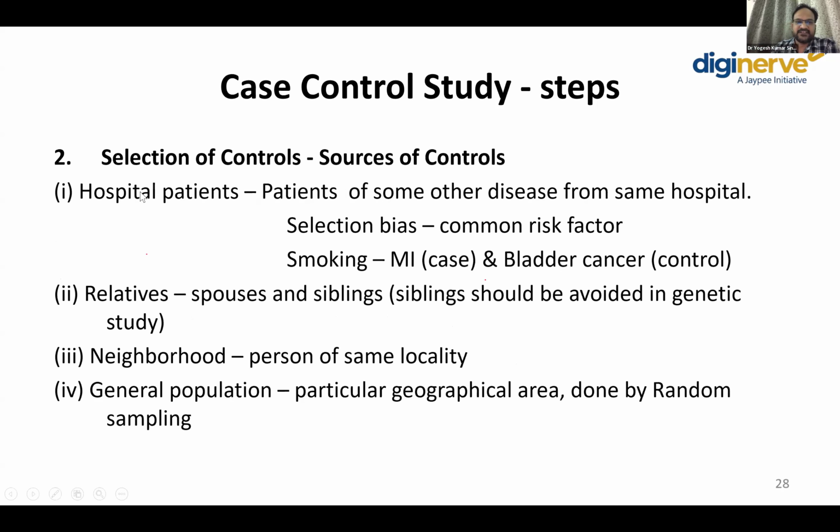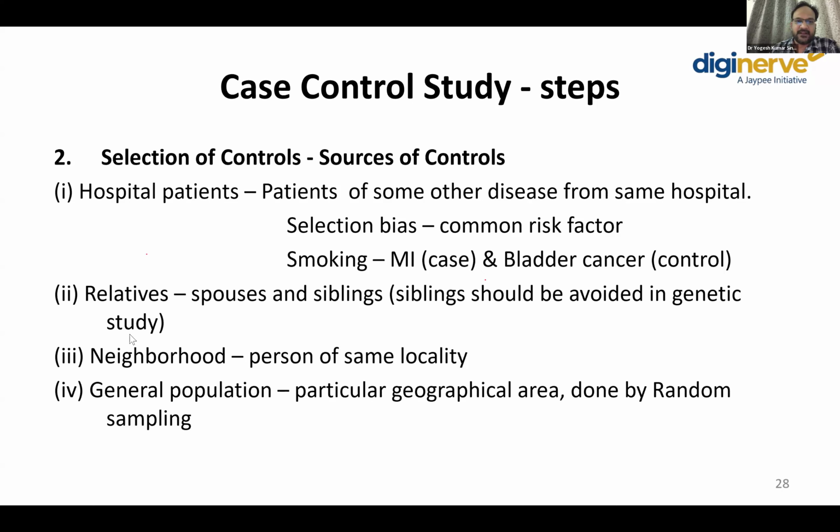Then, selection of the control. From where will we take the control? We can take the control from hospital patients. In the same hospital, we take patients of some other disease, but the exposure should not be contrary to each other. For example, for MI, myocardial infarction, and bladder cancer, smoking is a common factor.